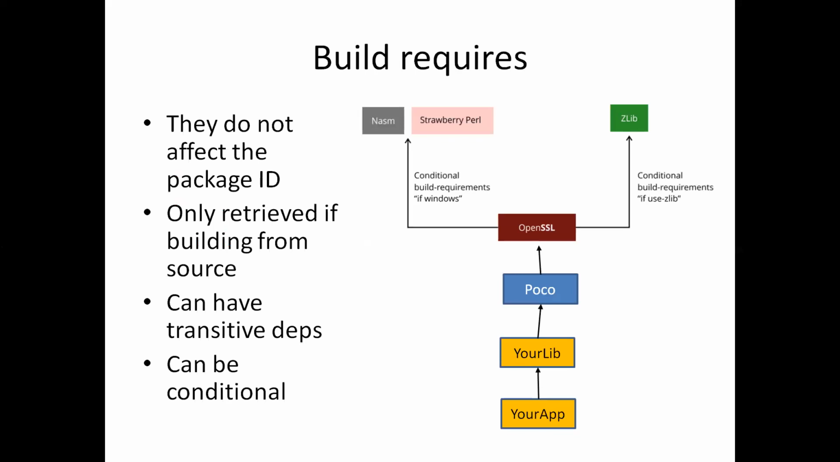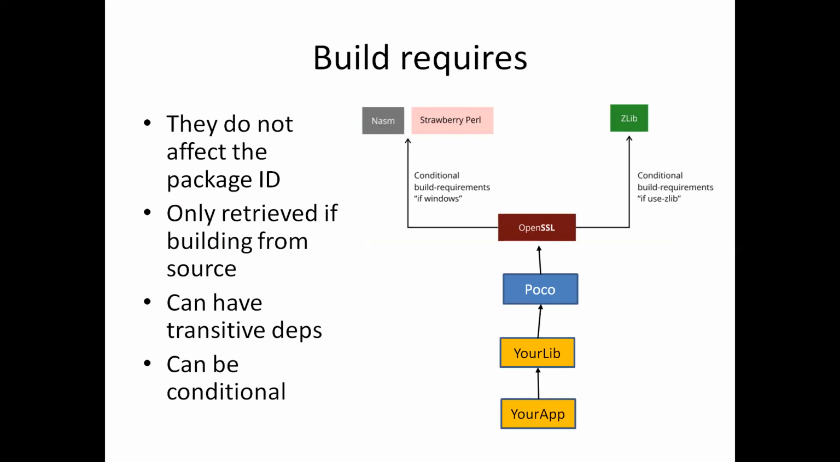It's about build requires. So the first thing I would like to highlight about build requirements is that they do not affect the package ID. Normal requirements do. If you depend on a library, another library, and that library changes, you will have a different binary. So your normal dependencies affect your binary ID. But build requirements, they do not.